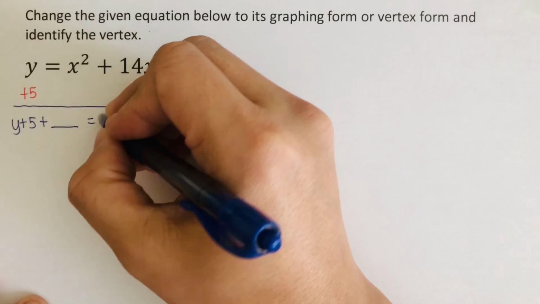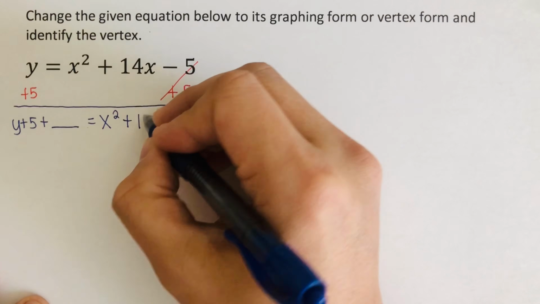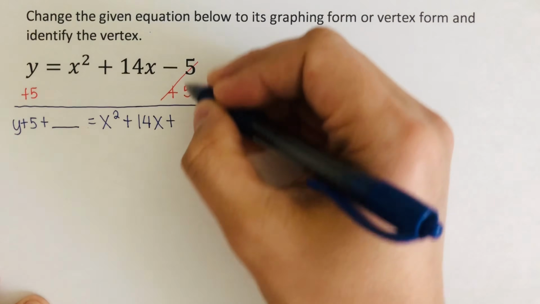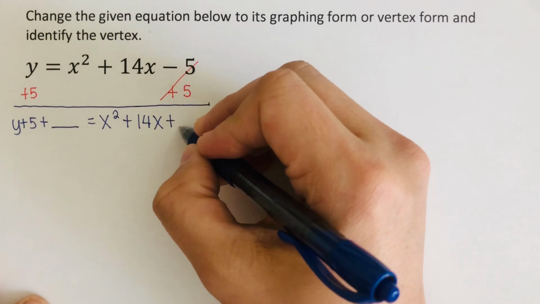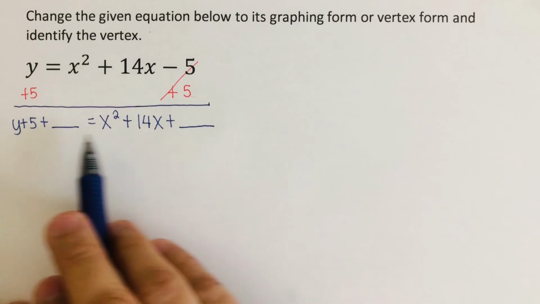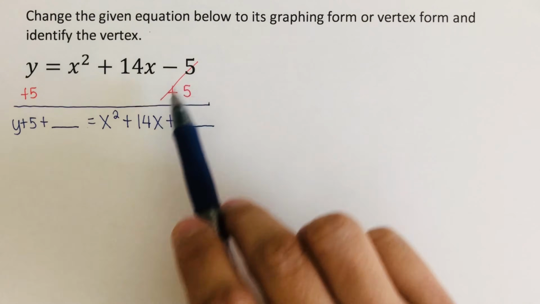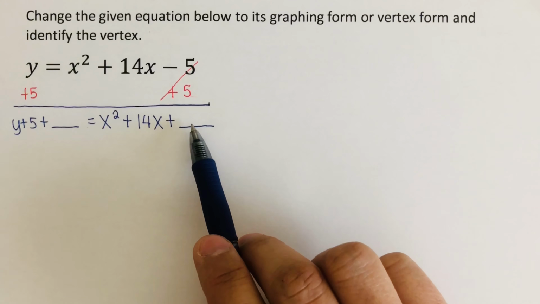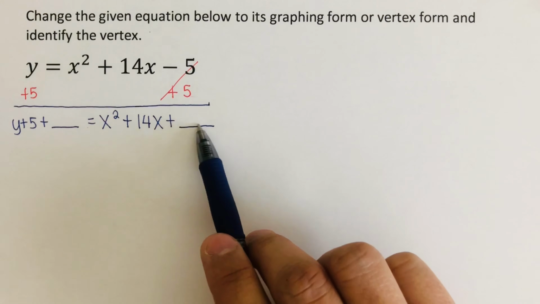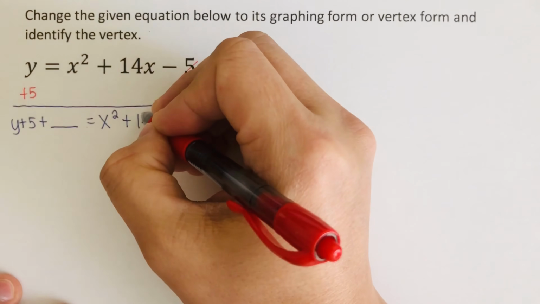So that is equal to x squared plus 14x plus, since this has been crossed out, I'm going to put a blank. Please have a blank on both sides. Once there is a blank on the left side, we also put a blank on the right side. Now, what are the numbers that we put into the blank? We use this number that we have here.